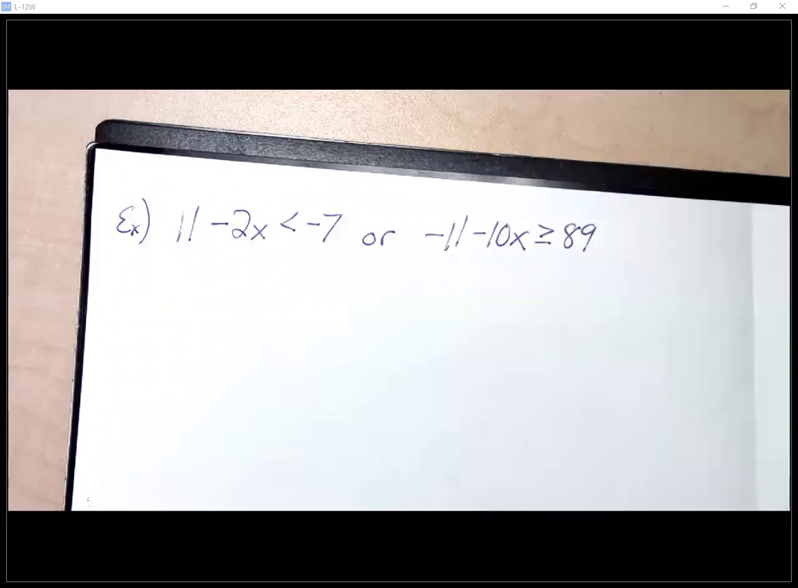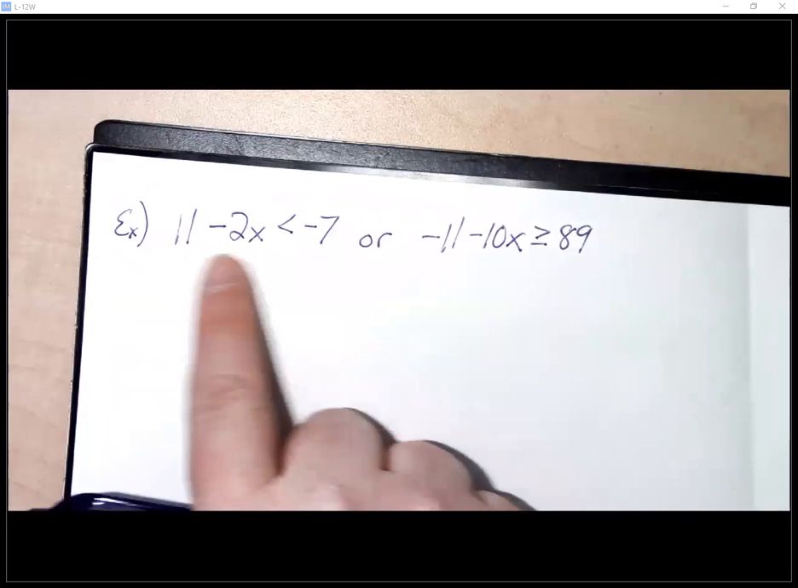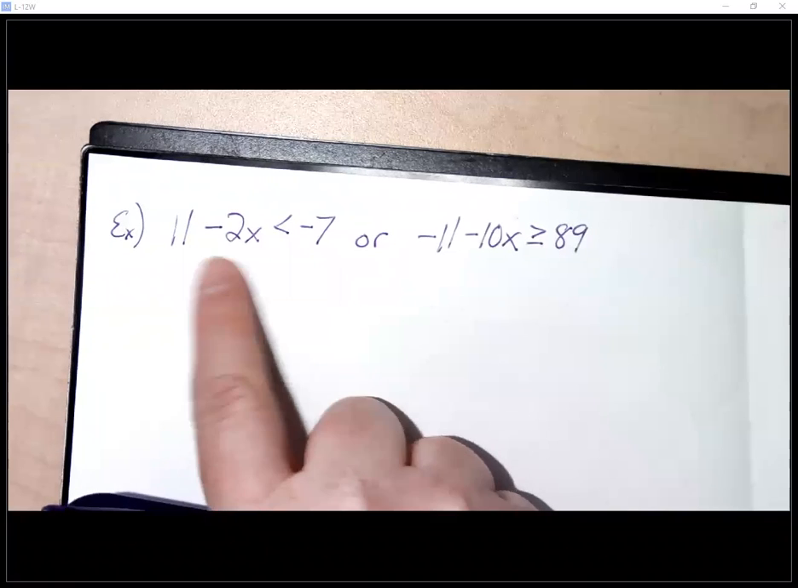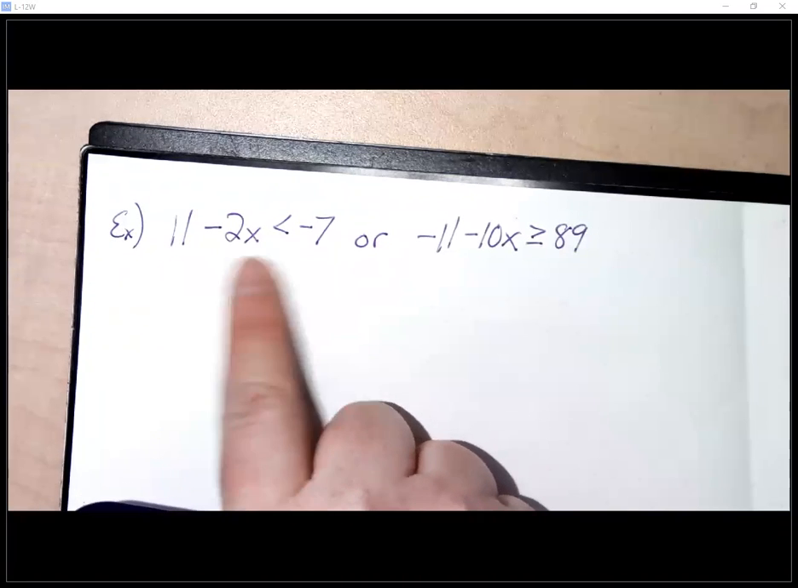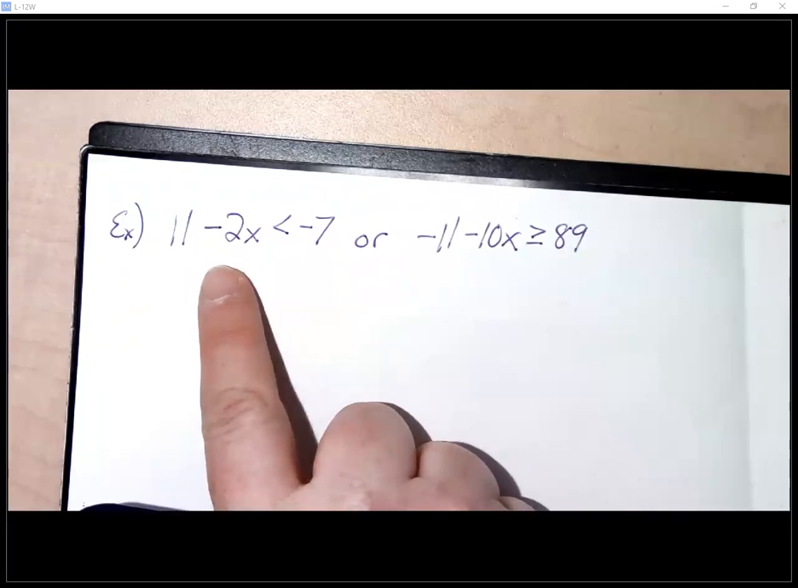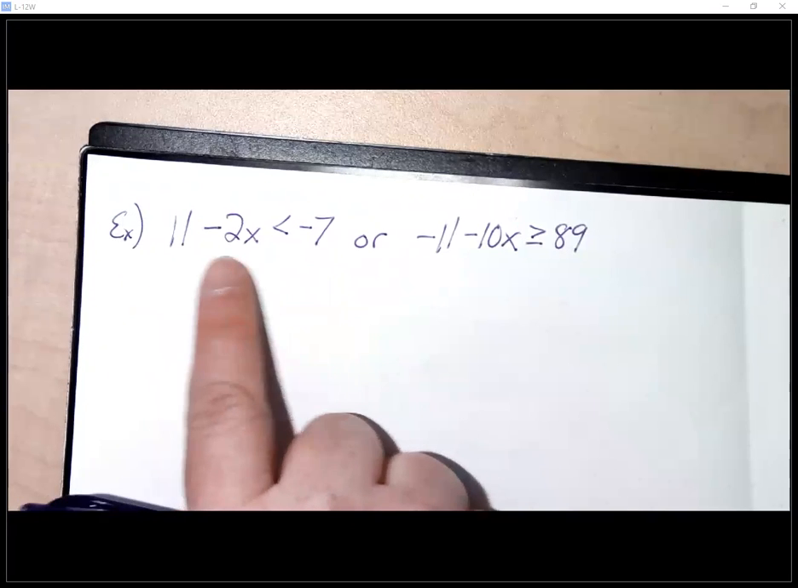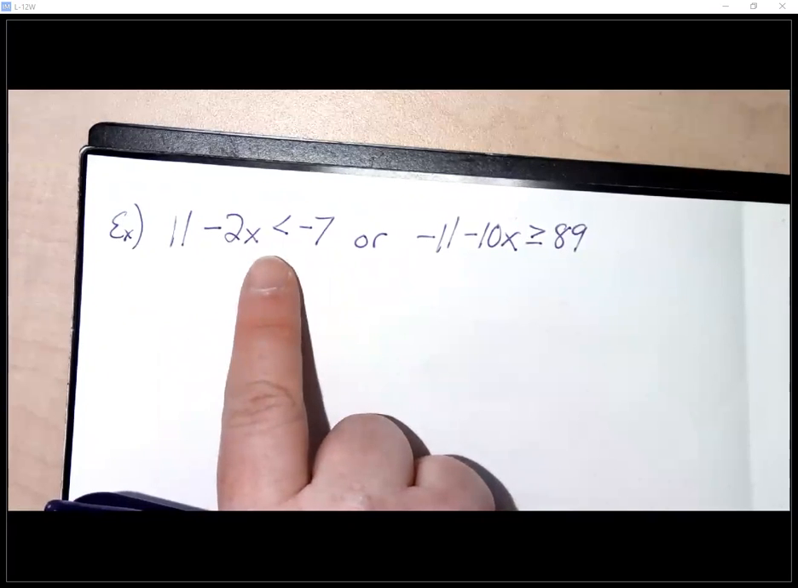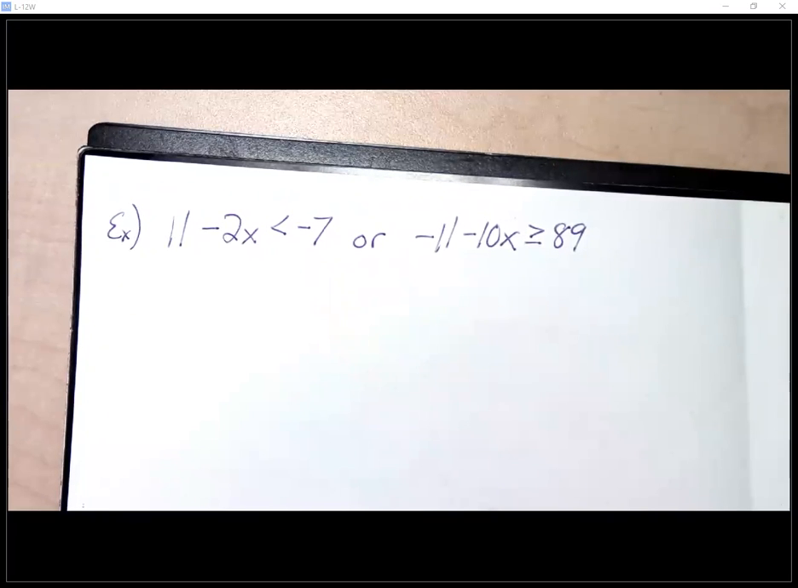Okay, ready to try this one? So we're just gonna do one at a time, right? If I look at this one here, what should my very first step be? Yeah. Well, this one here, 11 minus 2x is less than -7. That's gonna be my second step. So you add 7 and subtract.